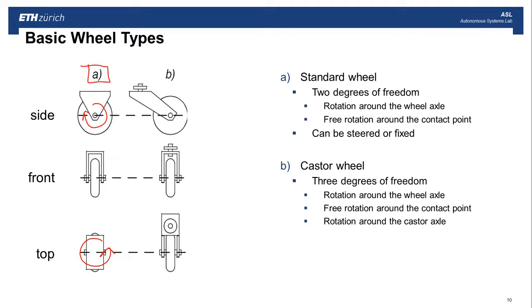The second type of wheel is B, the caster wheel. And this is similar to the standard wheel, but you have this steering axle here and then an offset to the wheel center. And this now has 3 degrees of freedom. So again, you have rotational rate around the wheel axle. Again, you also have free rotation around the contact point. But in this case, you also have rotation around the caster axle.